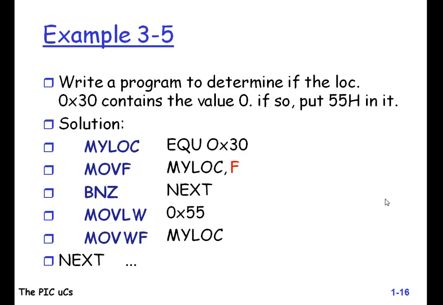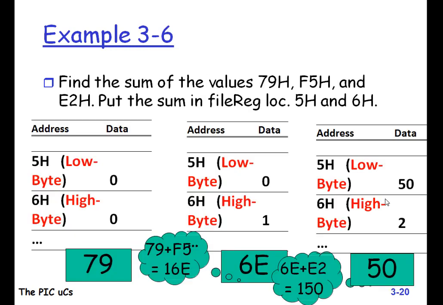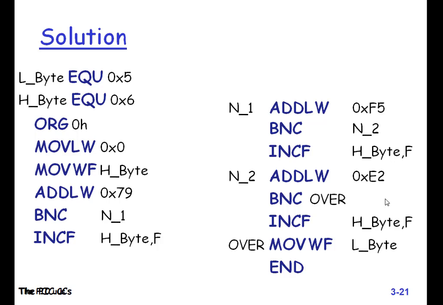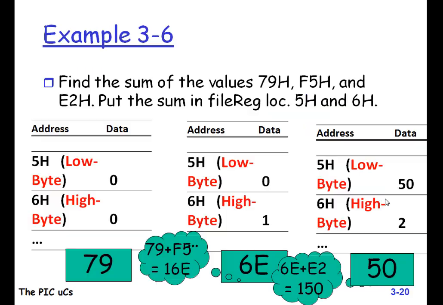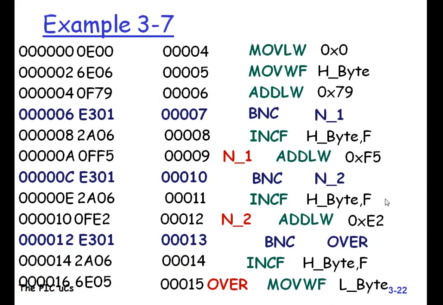It's mentioned later. In example 6, for your information, find the sum of the values of these numbers and then put the sum in the file register at this location. There is a solution of this example. The first thing is that you should work it out on your own, and then see this solution.